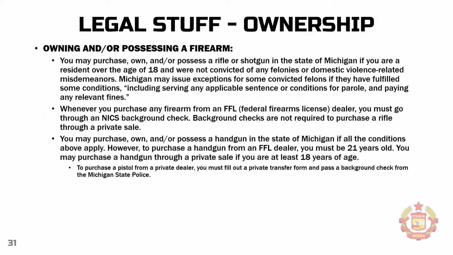Now there are some restrictions on ownership and possession. You can purchase, own, and or possess a rifle or a shotgun in the state of Michigan if you are a resident over the age of 18 and were not convicted of any felonies or domestic violence related misdemeanors. The state might issue exemptions for some convicted felons if they've fulfilled certain conditions. That can be serving your sentence or completing your parole, paying any relevant fines. That's something that you might want to inquire about if you're not sure.